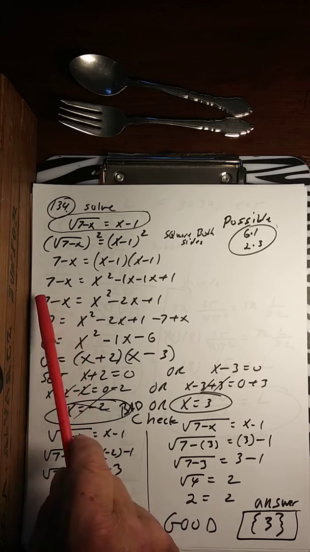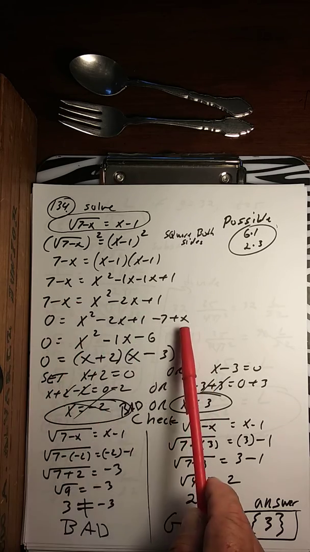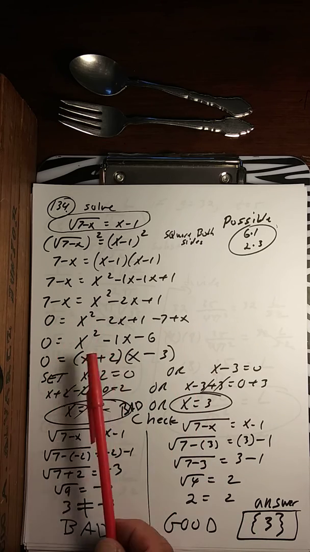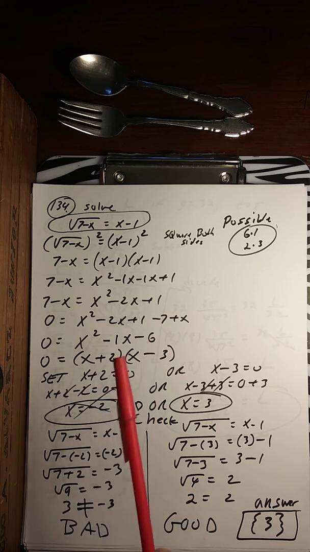Now bring all this to the other side. So instead of this, it's going to be negative 7. Instead of negative x, it's going to be positive x. Change the signs, equals 0. So we have x squared minus 1x minus 6.